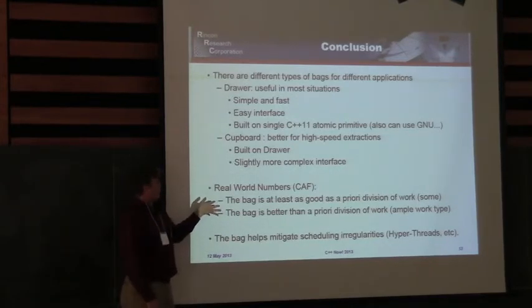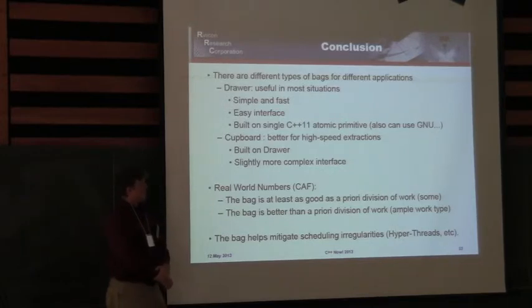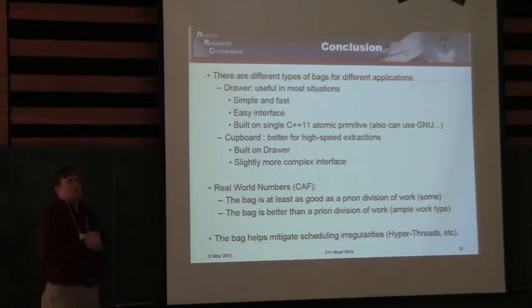what really mattered is real-world numbers. Okay? We saw that the bag, in our form, was at least as good as the a priori division of work, but it's better than a priori division for the ample work type. And the thing you should conclude from all this, remember, I wasn't claiming to save the world or to make your threaded application 2x or 10x faster.